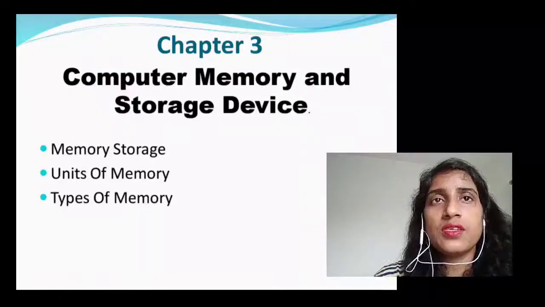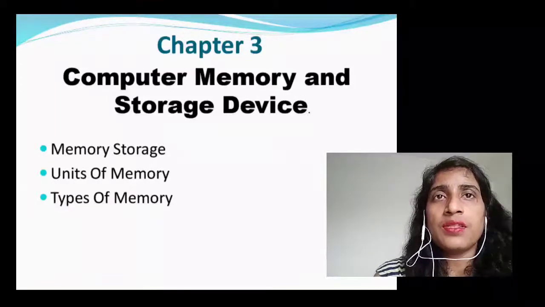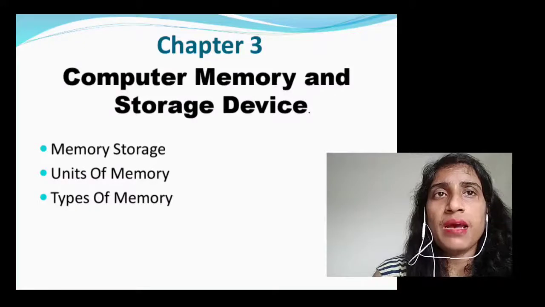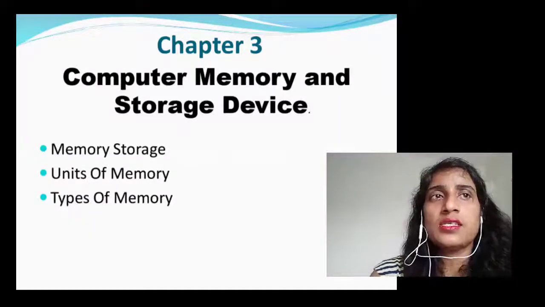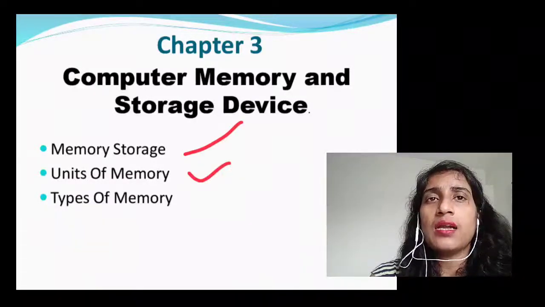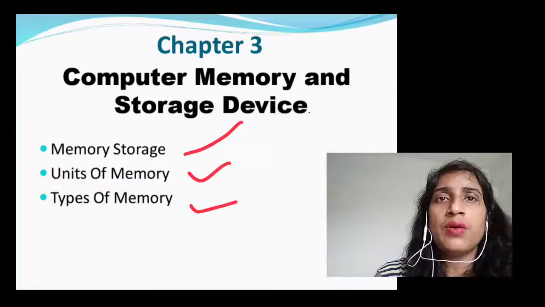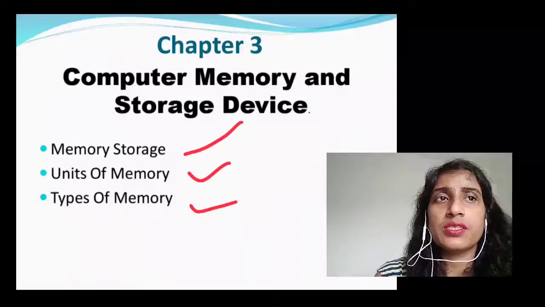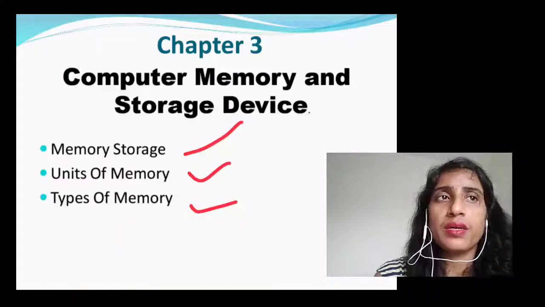So students, this is the third chapter of your computer textbook. Chapter 3 is computer memory and storage device. In this chapter your textbook covers 3 topics. First is memory storage, second is unit of memory, and third is types of memory. So let's learn what is memory storage, what is unit of memory, and what are the types of memory. Let's get started.